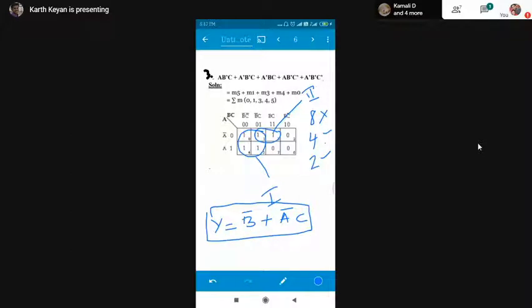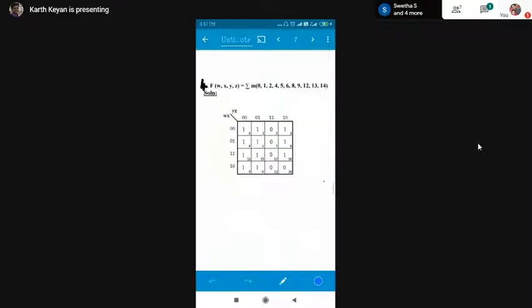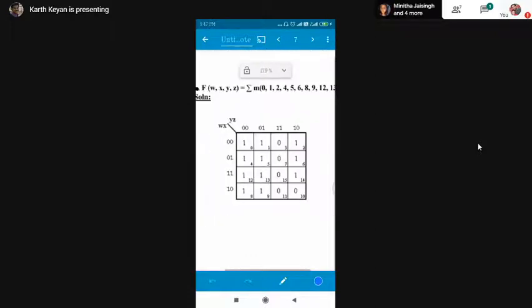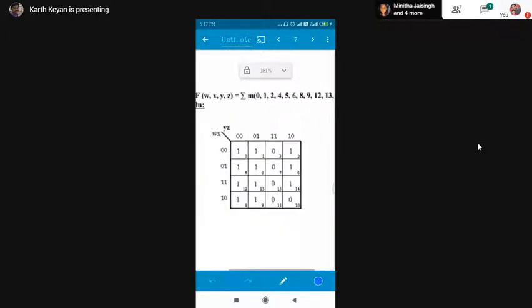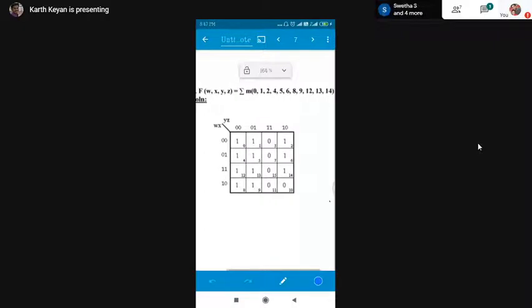Okay. Now you are familiar with this grouping for 3 variables. Next we'll move on to the 4 variable map. So this size is going to be somewhat large. Similarly, you know the cell values 0, 1, 3, 2, 4, 5, 7, 6, 8, 9, 11, 10, 12, 13, 15, 14. Now we are going to give the values for 0, 1, 2, 4, 5, 6, 8, 9, 12, 13, 14.